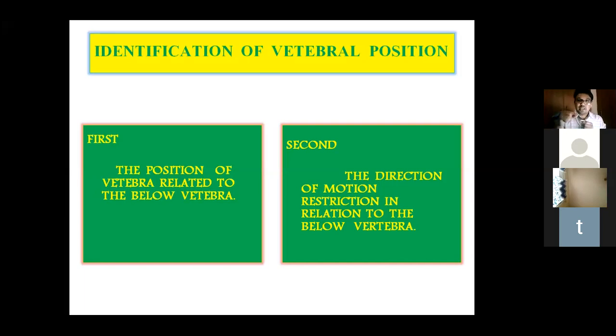एक तो उसका पोजीशन क्या है इन रिलेशन टू द बिलो वर्टिब्रा, और दूसरा उसका कौन सा मोशन रिस्ट्रिक्टेड है इन रिलेशन टू द बिलो वर्टिब्रा. ओके, सो देयर आर two methods of assessment of the position of the vertebra.